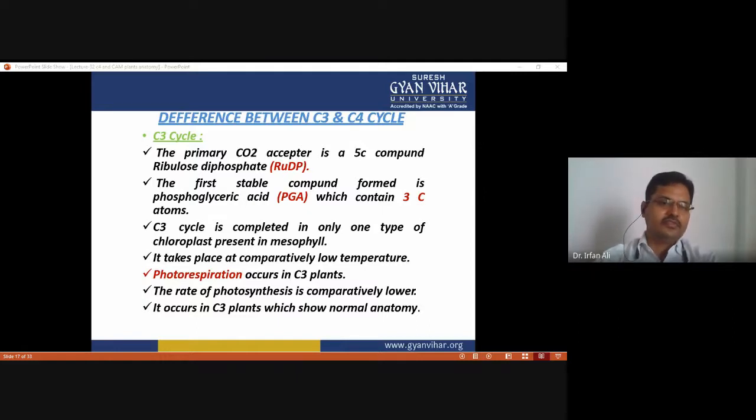And the rate of photosynthesis is comparatively lower as compared to the C4 plant, because when the stomata are closed in the C3 plant there is no way to continue photosynthesis. It occurs in C3 plants, which show normal anatomy. Another difference is that in the C4 plant there is Kranz anatomy, which is a special type of anatomy where two types of cells are present: mesophyll cells as well as bundle sheath cells.